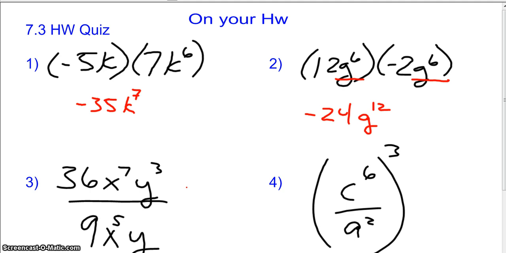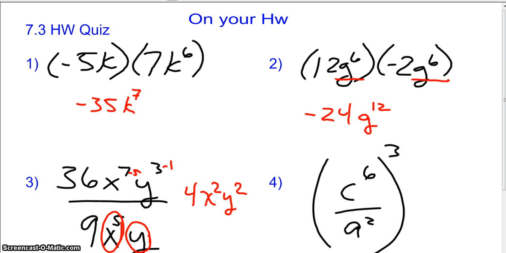And how about number 3, Keelan? 4x to the second, y to the second. Do you agree? Good. Because these 5 x's are canceling with 5 of these, right? So we have 2 left. And this 1 y is canceling with 1 of the y's in the numerator. So good job.